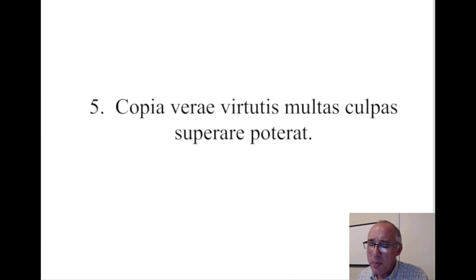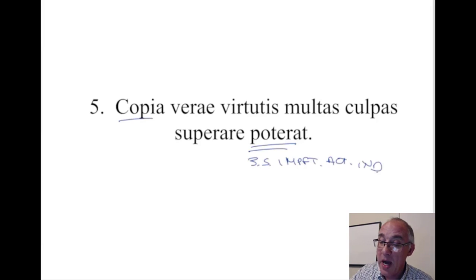Number 5. Copia verae virtutis multas culpas superare poterat. Copia poterat. Poterat, third person singular, imperfect, active, indicative. Copia, nominative, singular, feminine. A supply was able. A supply what? Verae virtutis.